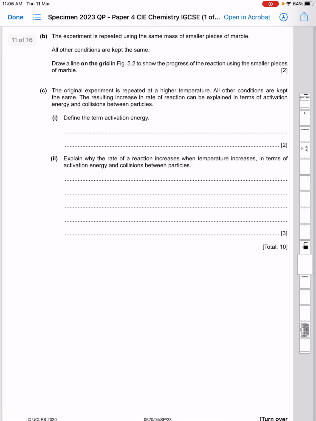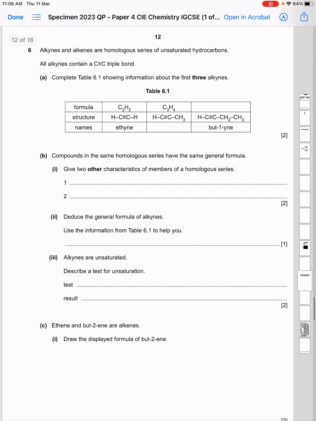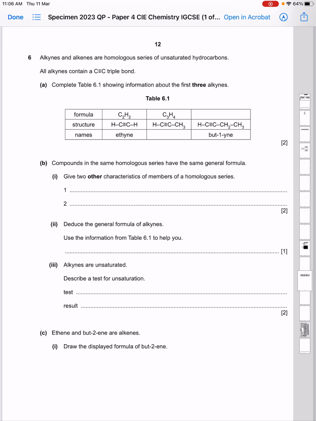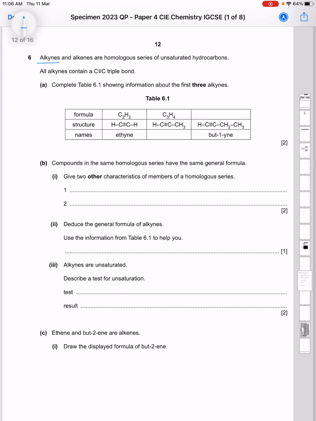Let's check together going to question 6, and it's talking about alkynes. Alkynes and alkenes, if we read the question, you will find a lot of hints given in the question. Alkynes and alkenes are homologous series of unsaturated hydrocarbons. They're giving you a hint about the alkynes that it contains a triple bond. And then there's a table giving you information about the first 3 alkynes.